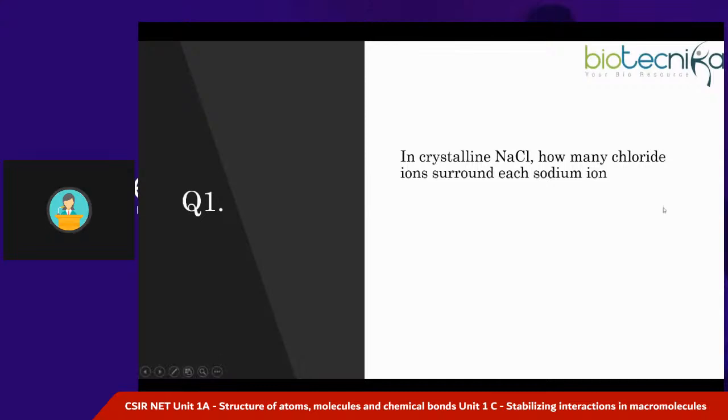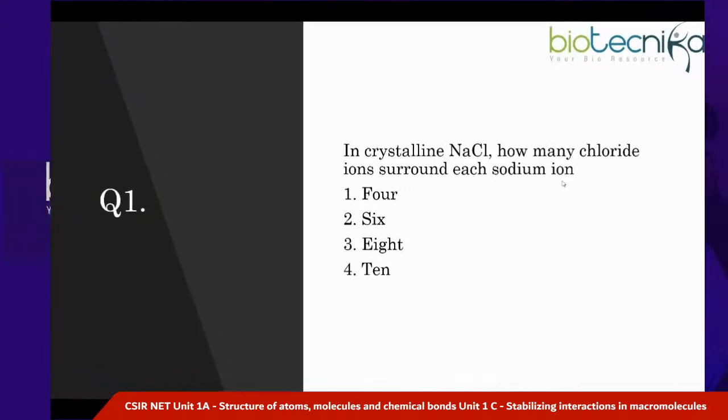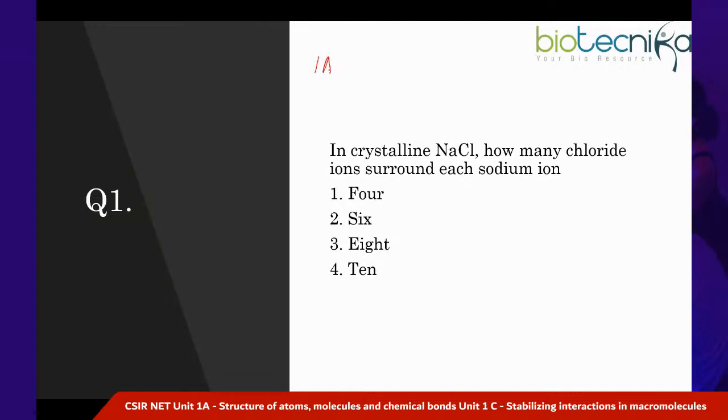In a crystalline NaCl, how many chloride ions surround each sodium ion? 4, 6, 8, 10. What will be the correct answer? So this is from subunit 1A, where you have different types of bonds like covalent bond, ionic bond, and also the types of molecules. So what do you think will be the answer over here?